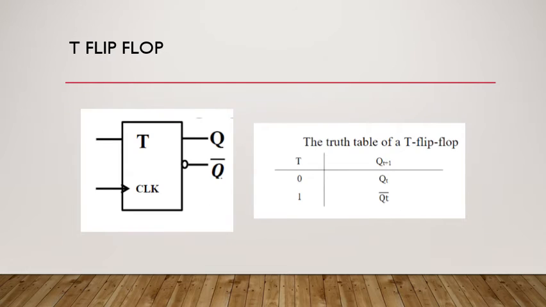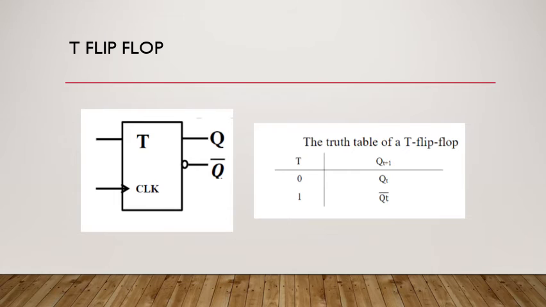The last type of flip-flop is the T flip-flop. Here we have one input T. When T is 0, the value of Qt plus 1 is Qt. What does this mean? It means that the next state is going to be the same as the previous state. So there will be no change in the output. And when the value of T is 1, you can see Qt plus 1 becomes Qt bar. That is, the next state is going to be the complement of the previous state.